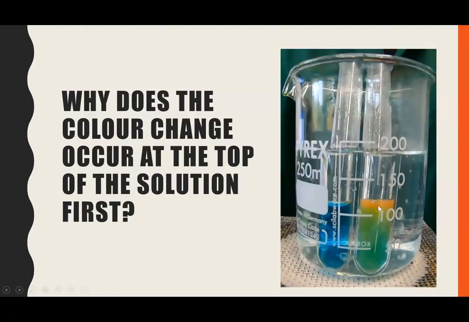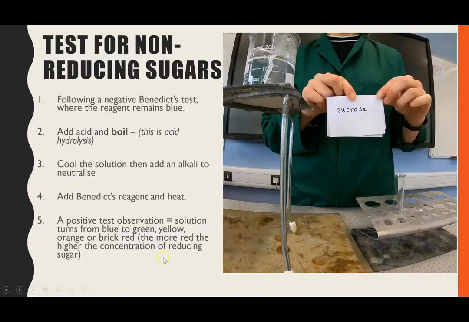So this links to physics actually, and it's to do with the idea of convection currents. So the hotter particles in the solution are going to be rising, and therefore the hottest point in the solution in the test tube is at the top. So the molecules will have the most kinetic energy at this point in the test tube. Therefore, more successful collisions, and the reaction will be happening faster, and therefore colour change is happening first at the top.